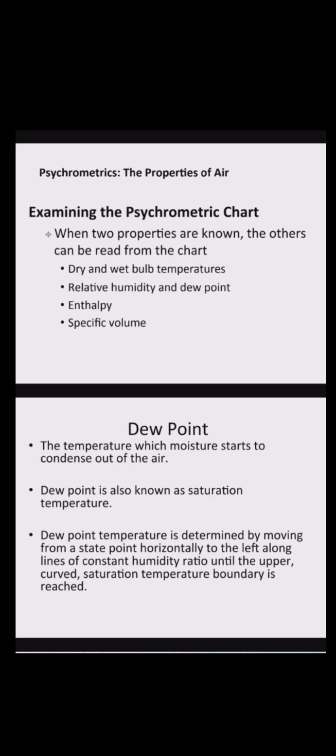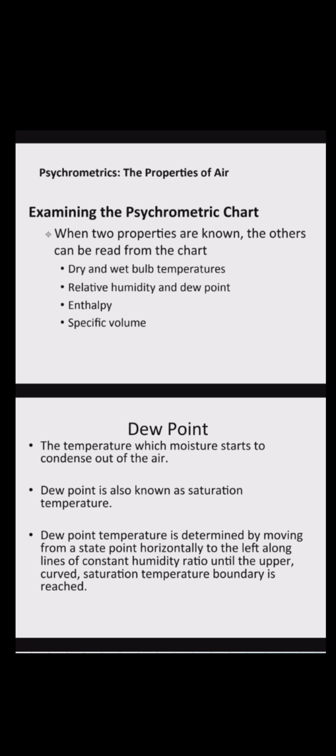Examining the psychrometric chart. When two properties are known, the others can be read from the chart: dry and wet bulb temperatures, relative humidity and dew point, enthalpy, specific volume. Dew point is the temperature at which moisture starts to condense out of the air. Dew point is also known as saturation temperature.